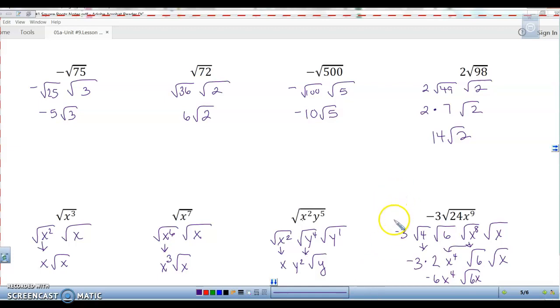So the trick to doing this is take the biggest perfect square that you can and write it as a product of another number, and then take it out. So we have some practice for this. Please do the homework now.